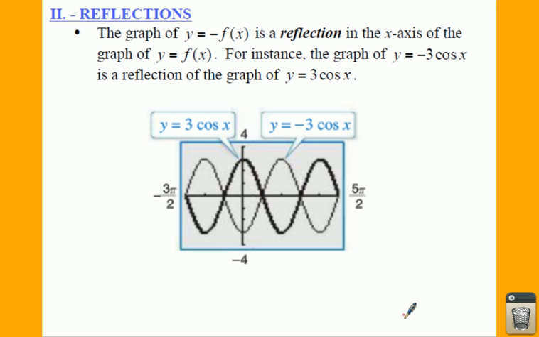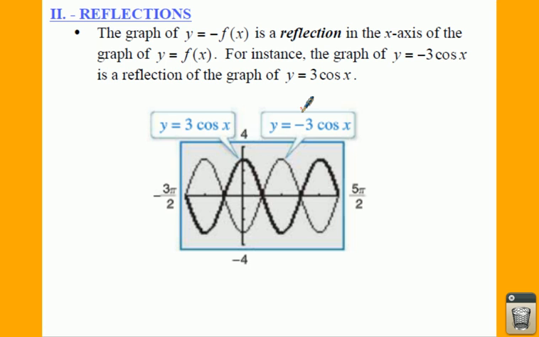Alright, here we've got to go over some reflections. And remember, if you have a negative out in front of your number or in front of your function, then that negative is going to take your equation and reflect it over your x-axis. So if we look at these two equations here, we have y equals 3 cosine of x and y equals negative 3 cosine of x.